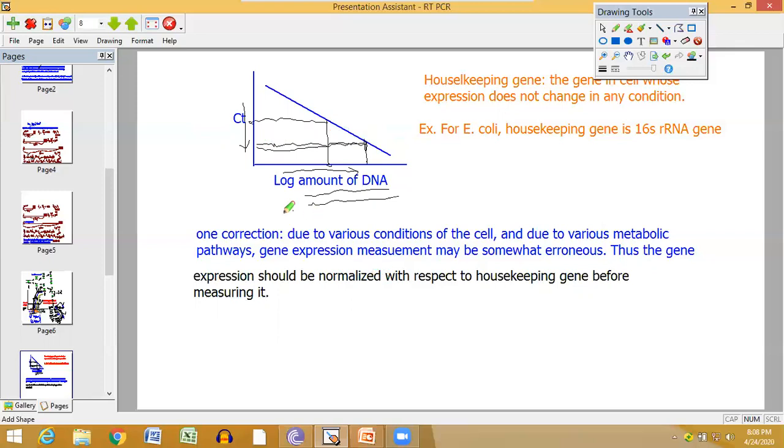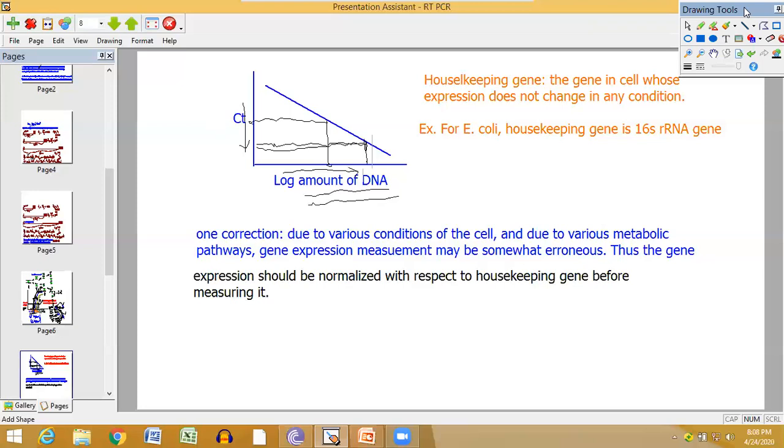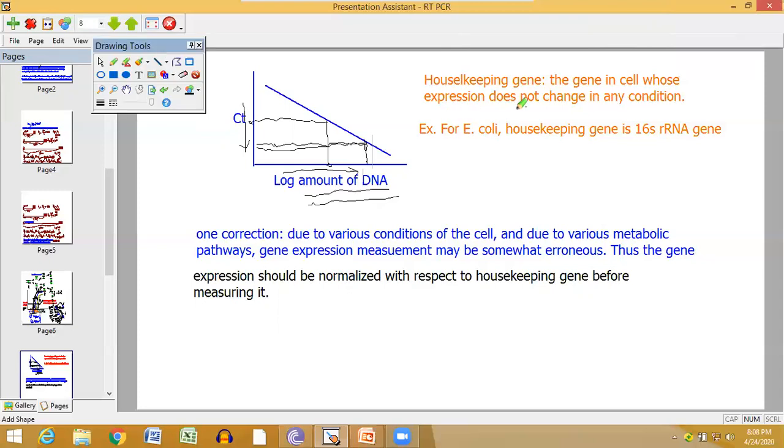Okay. And the last thing I want to discuss is that, after all of this, we have to do one correction. What is that correction? You have to put in the concept of housekeeping gene. What is a housekeeping gene then? A housekeeping gene is a gene whose expression in a cell does not change in any condition.